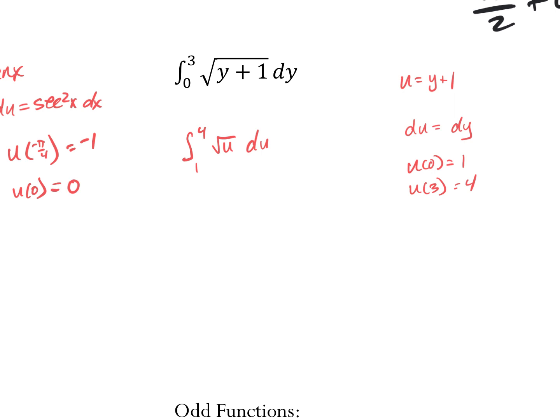With this one, I feel like it's a moot point which way you do it. So we would have 2/3 u to the 3/2, evaluated from 1 to 4. That's 16/3 minus 2/3.